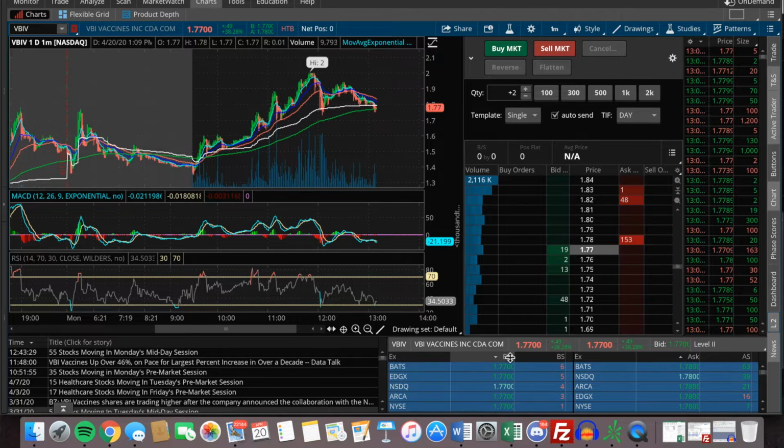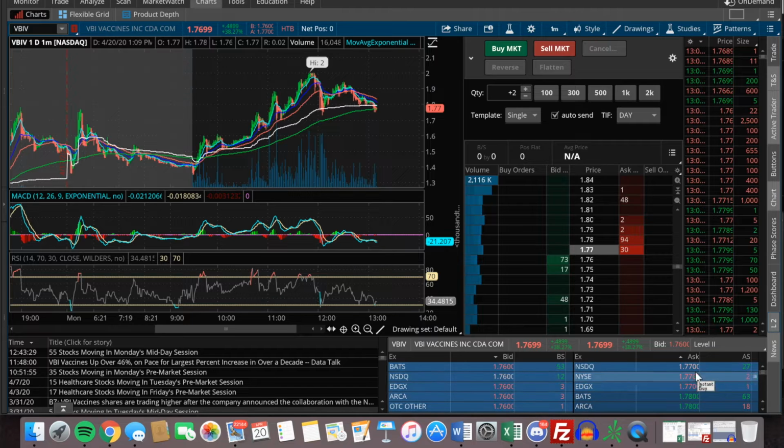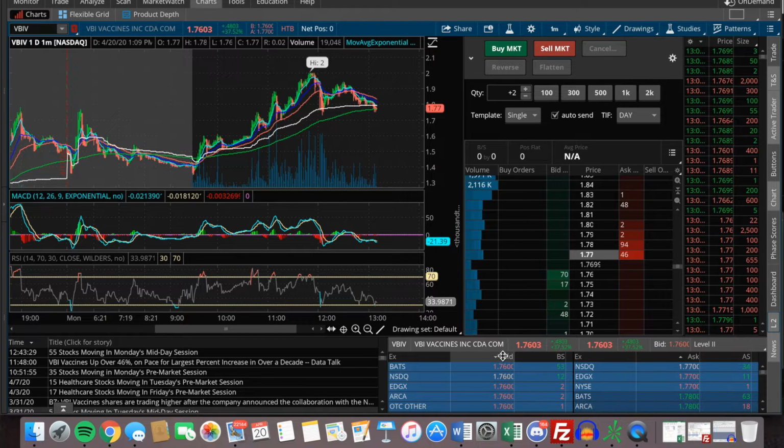So what we have here on the left-hand side is the bid, and on the right-hand side is the ask. So here are where the sellers are, and here are where the buyers are.